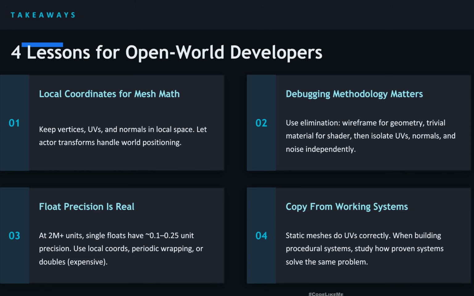And these are the key takeaways. Local coordinates for mesh math, debugging methodology matters, and float precision is real. Well, maybe this is the first time I really encountered this. Even though I knew this, I didn't really have to think about this in the previous systems that I worked with. Yeah, this is fun. And yeah, copy from working systems. Static meshes do UVs correctly, so you have to learn from what is working.